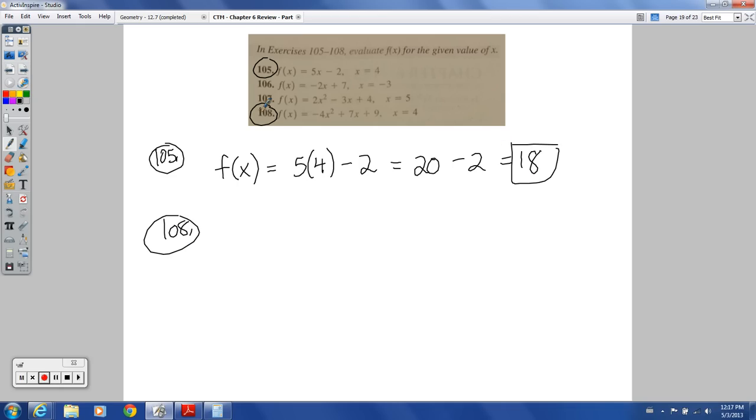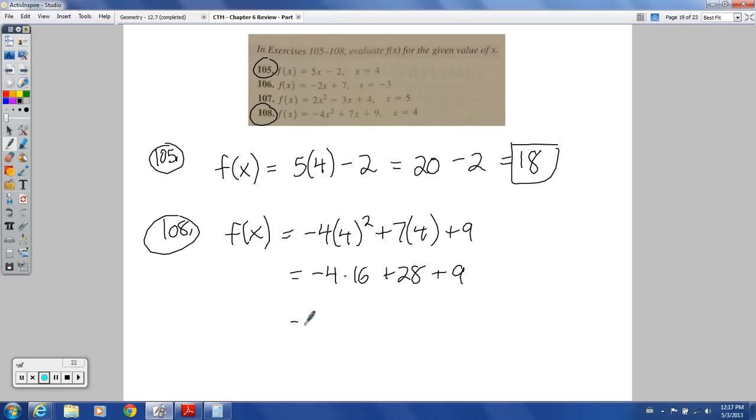And for 108, we're plugging in 4 for x into the function. We get negative 4 times 4 squared plus 7 times 4 plus 9. This is negative 4 times 16 plus 28 plus 9. That is negative 64 plus 28 plus 9. Negative 64 plus 28, what would that be? That would be negative 36 plus 9, which is negative 27.